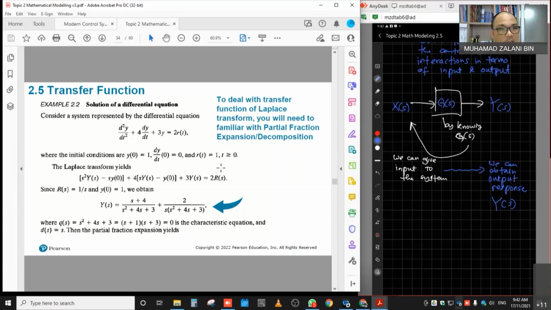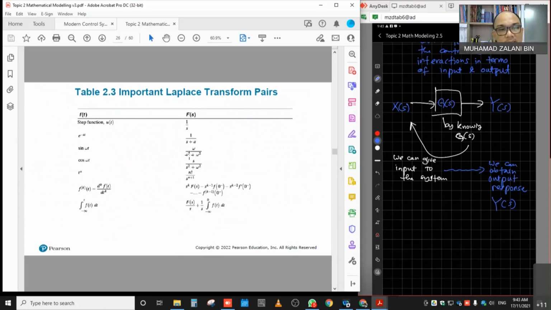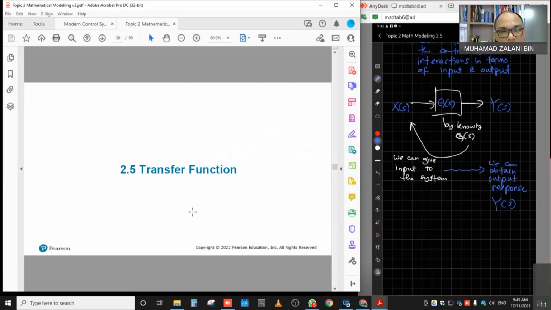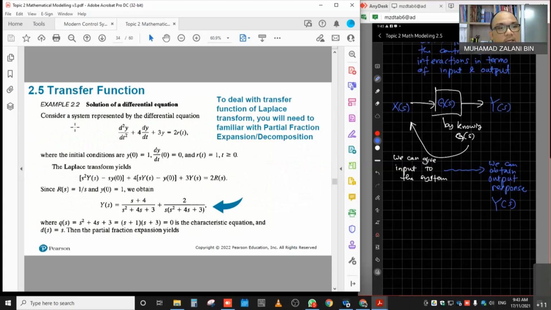Now let's move on to this example. You should be familiar with the equations and mathematical modeling that involve the transformation from time domain to frequency domain, or S domain. After that we rearrange the equation in the form of F(s) that we can easily transform back to the time domain. We try to solve F(s) in this sort of equation so that we can just use the table to get back the function in the time domain. This is example 2.2, where we try to solve this differential equation.